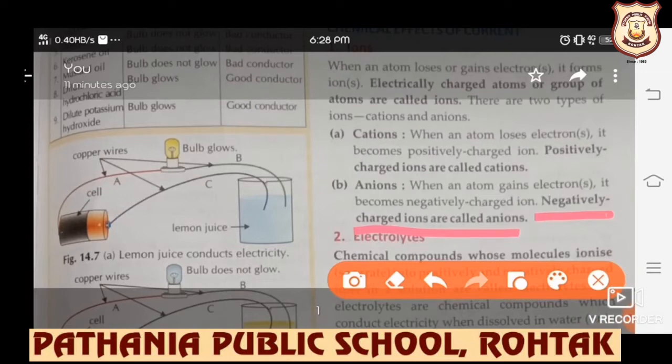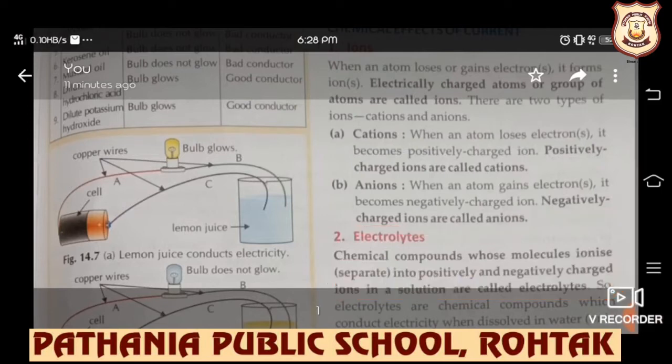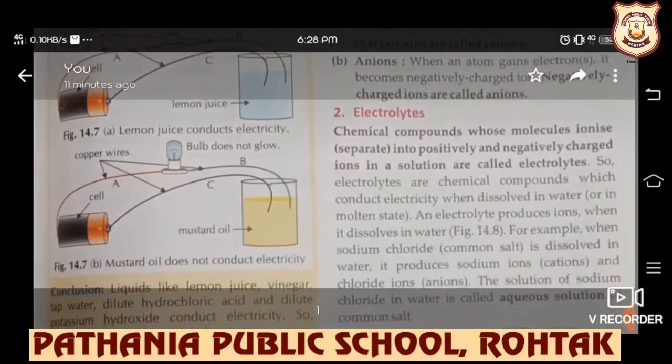Anions will become when electrons are gained. It becomes a negatively charged ion. So there are two types of ions, cations and anions. Now moving on to the second term, that is electrolytes. These are the terms which we will use in this chemical effect of current. The second term we are using is electrolytes.